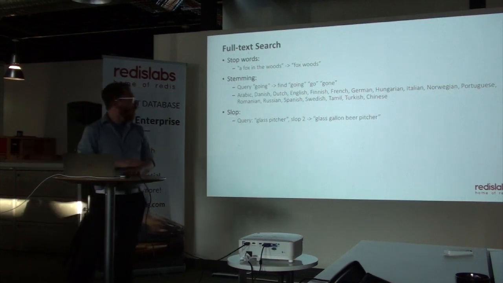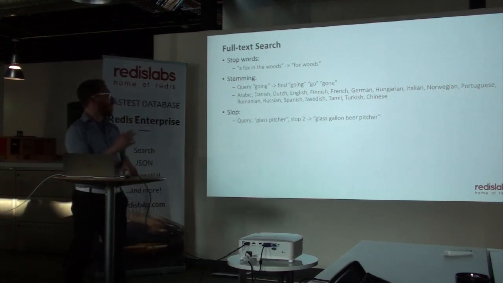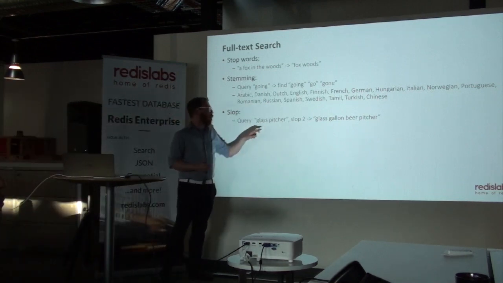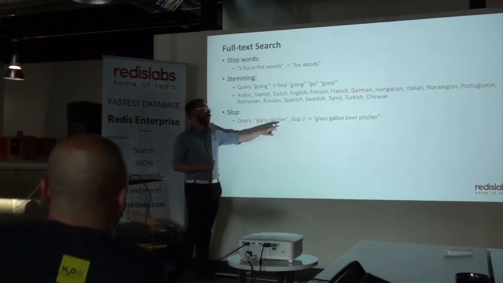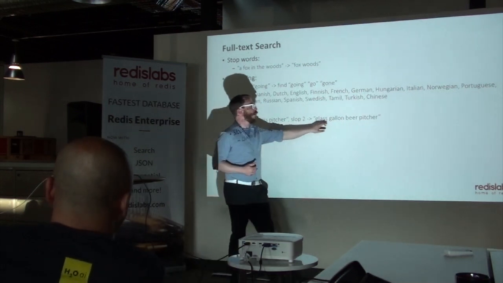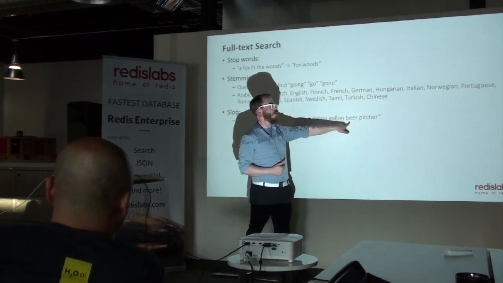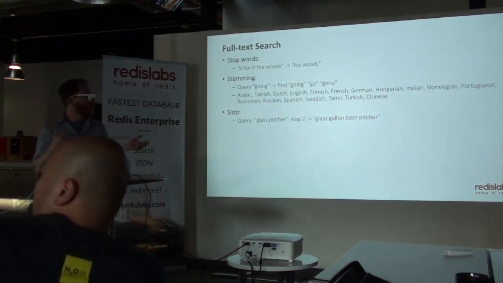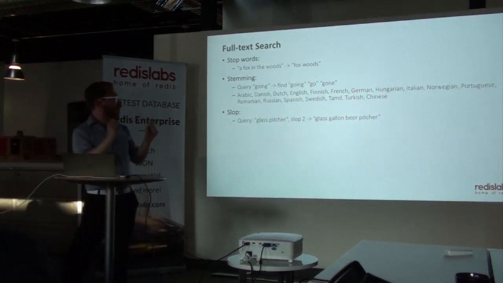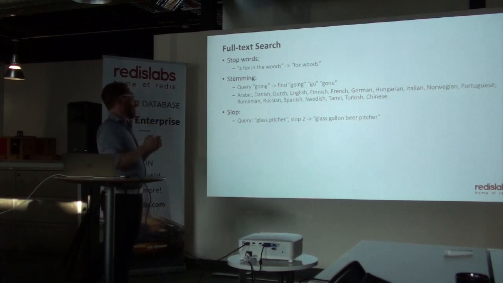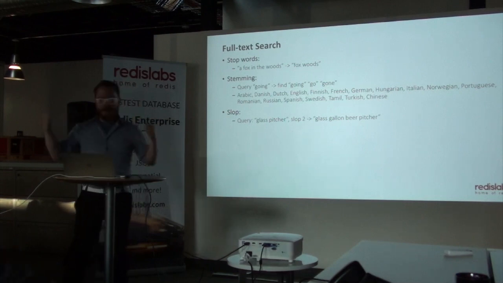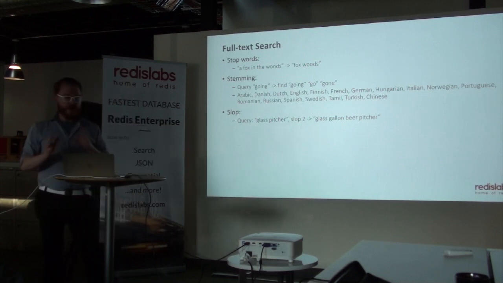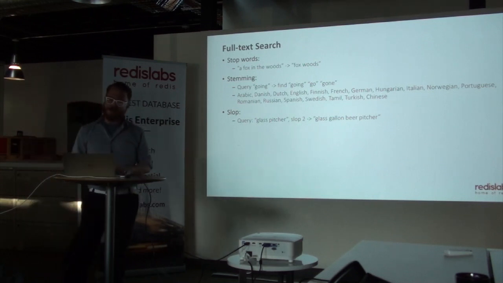Slop is a cool feature. Slop is where you want to find an exact phrase, but you specify a slop. So if you query a glass pitcher with a slop of 2, it would find glass, gallon, beer pitcher, these two being the operative words, and the others we are considering not really that important. So as long as you have glass and pitcher, it would find anywhere in between. So it would also find glass, gallon, pitcher, right? Because the slop is a maximum, right? So we're doing all those optimizations without you knowing about it.